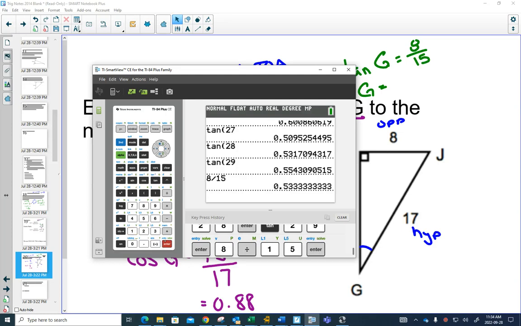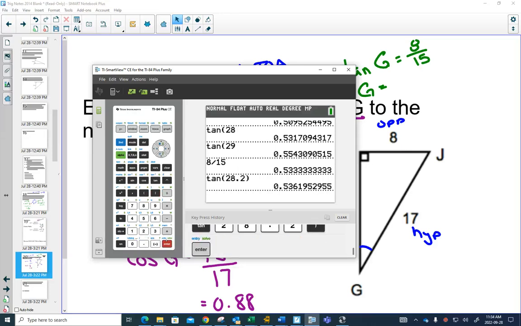But now I don't even see the number anymore. I have to do 8 divided by 15. It's supposed to be 0.533. Oh, 28.2. I think that's going to be too low. 28.7. Okay, so what's the problem with this? We are getting closer. It's going to take forever to get exact.